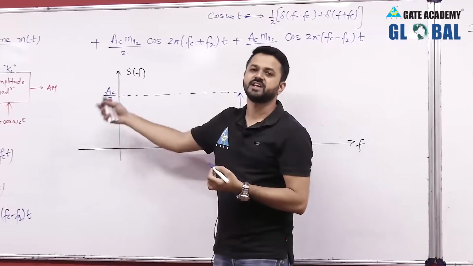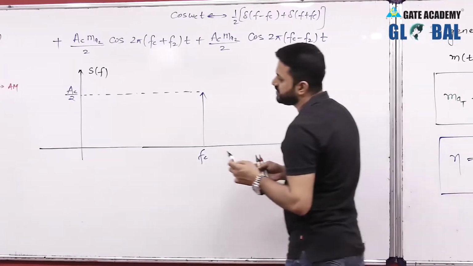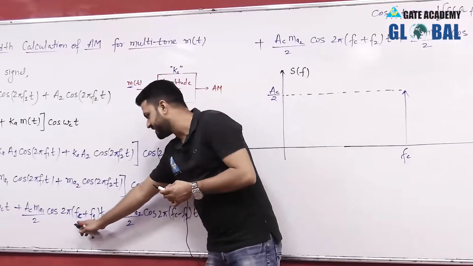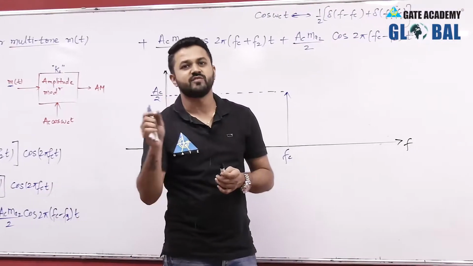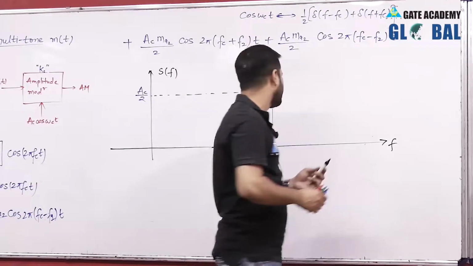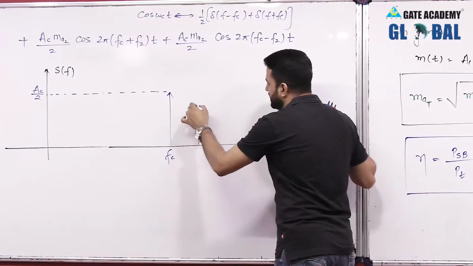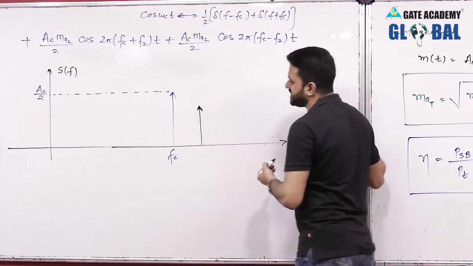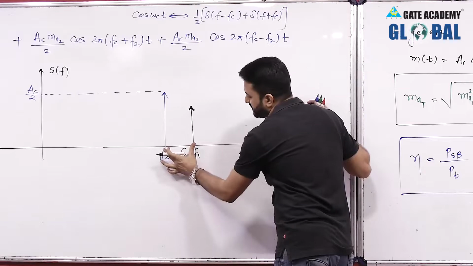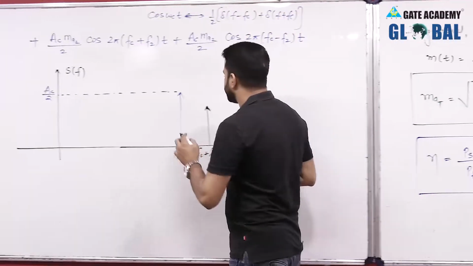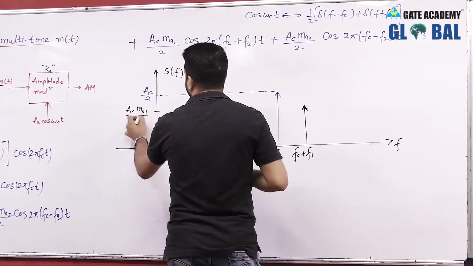I am not drawing the negative part, but the negative part of the spectrum will be present there. Now the next component we have is cos 2 pi (fc plus f1). If we take the Fourier transform, we get an impulse at frequency fc plus f1. So this is the frequency fc, and we have to add some small frequency because the carrier frequency is much higher than the message signal frequency. So this frequency is fc plus f1. This is the small frequency we are adding, and this will have amplitude Ac Ma1 by 4.